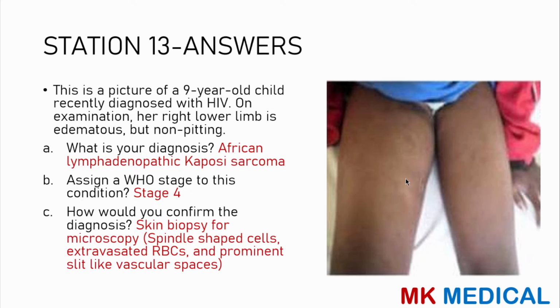And here comes the answer. So obviously this child has acute lymphadenopathic Kaposi sarcoma. This is one of the presentations that's very common in children. And KS, or Kaposi sarcoma, is a tumor. So that's obviously falling under WHO stage 4. And to confirm this diagnosis, you would take a skin biopsy.